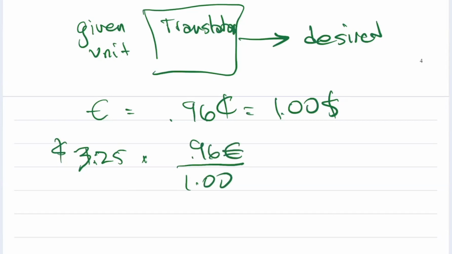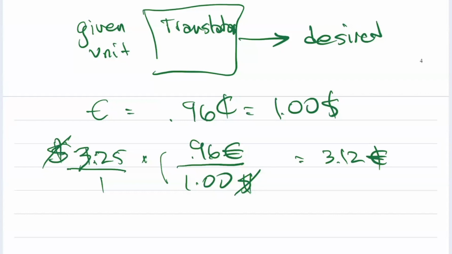Again, this is dimensional analysis. The units, because one's in the numerator and the other's in the denominator, will cancel. This dollar sign and this dollar sign will cancel. And what you get is the correct answer in the proper unit that you are looking for. So we can take 3.25 and we can take 0.96 and multiply and divide by 1, and that's 3.12 euros. So we basically convert dollars to euros. That's the whole idea of dimensional analysis.